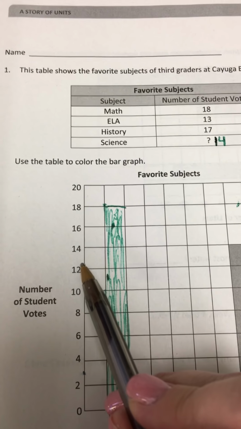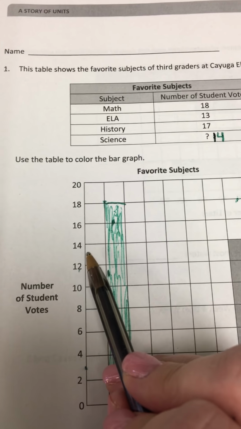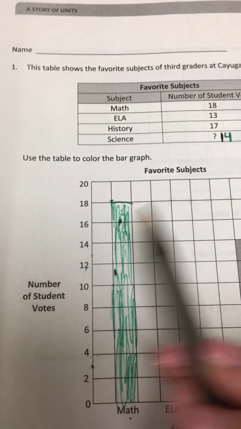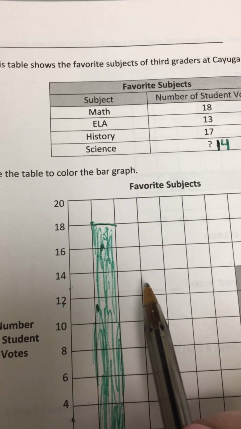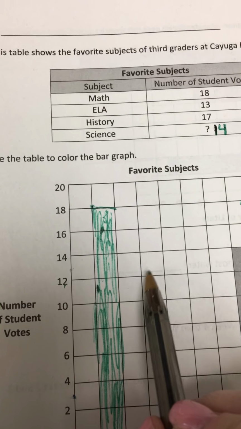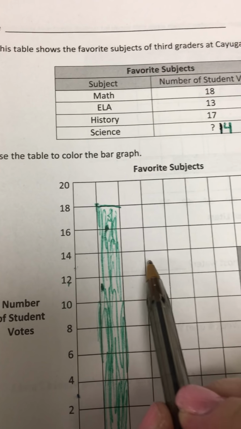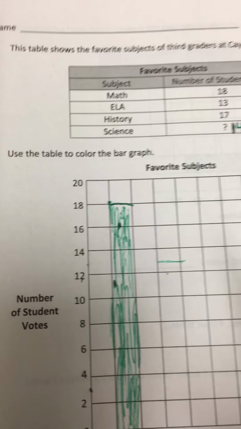It's counting by 2s. So here's 12, 14. 13 would be right here. So ELA needs to go right up here. It's not going to stop here because that's 12. It's not going to go all the way to here. That would be 14. It's going to go right in between them, since 13 is right in between 12 and 14.